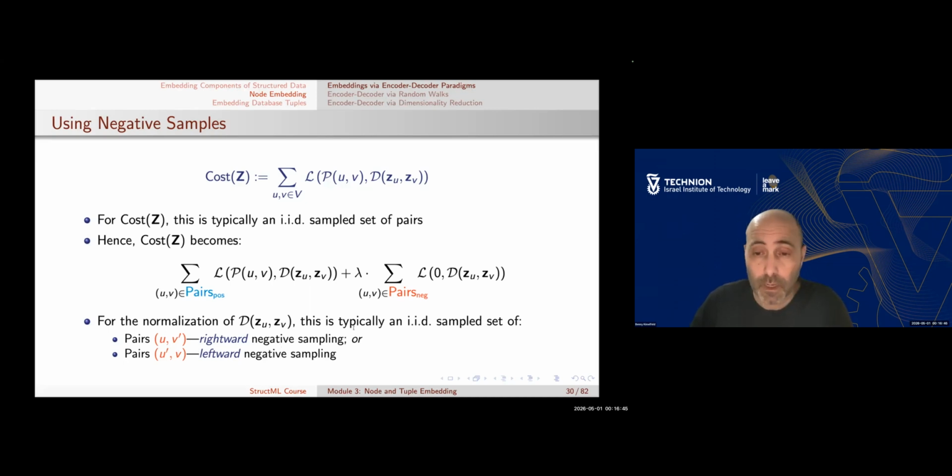Or if you want to normalize based on the V's, then we normalize based on several or sampled V primes. Okay, and this is called negative sampling. So this is the idea. Basically, instead of computing this cost function by considering every pair or by normalizing by every node, we just use a set of negative samples for the task.